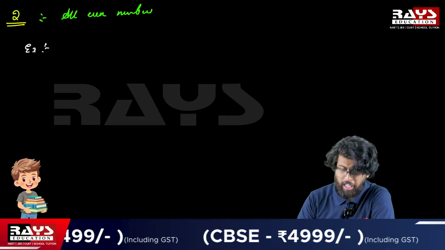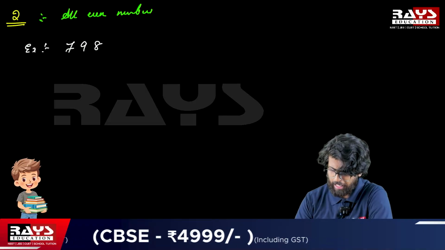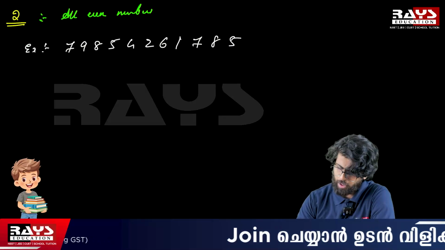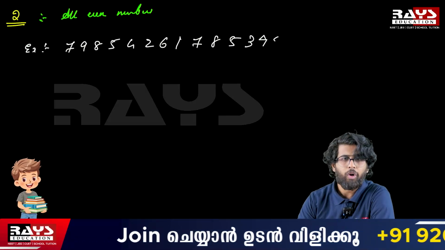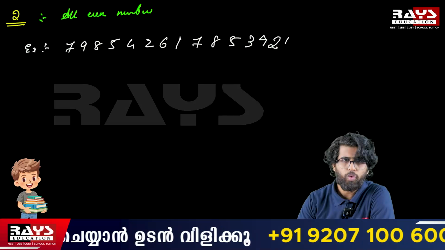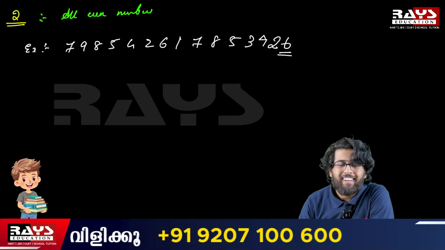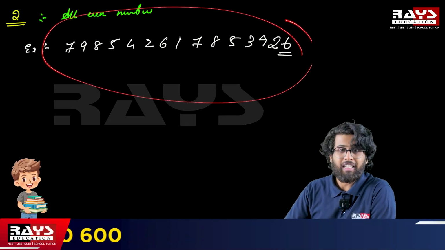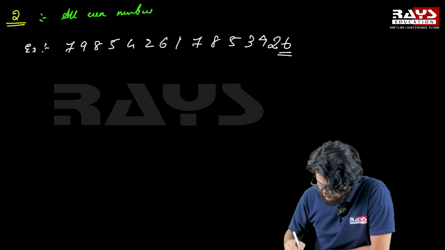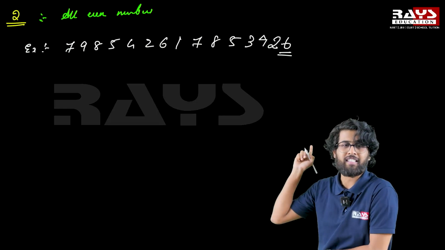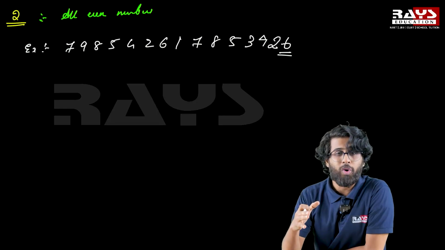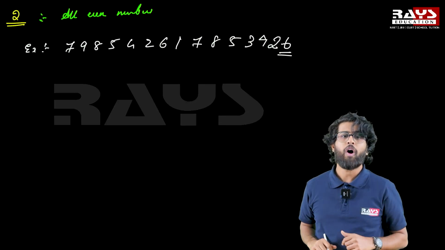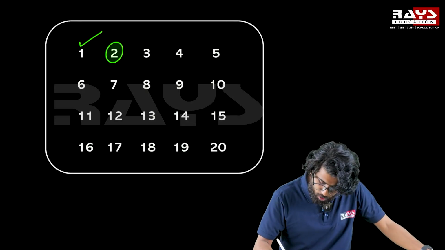Let's take an example. Let's take a very big number. Let's say it starts with 7, 9, 8, 5, 4, 6, 2, 6, 1, 7, 8, 5, 3, 9, 2, 6. The number ends with an even number, so it makes the whole number even. Therefore, we can say that this particular number on the screen is divisible by 2, or in other words, this number is a multiple of 2, guys. Yes, that's it. Done. Finished. So 2 is done. Let's give a tick mark for 2 as well.